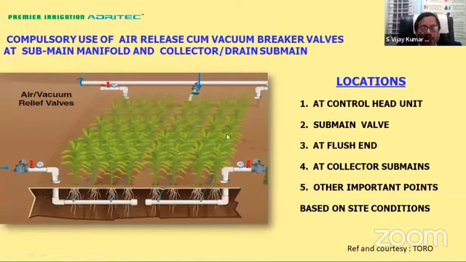So here I am again showing you diagrammatically the locations that you need to have. You are going to have the air release cum vacuum breaker valves at the head control unit. Then you need to have them at the submains. Then, as I told you, you have a collector submain, so you need to have them at the collector submains also. And at any other important point in the field, for example, if there is a valley point or a ridge point, typically on the ridge points, you need to have the air release cum vacuum breaker valves. So these are all the various locations in which we have to provide the air release cum vacuum breaker valves, and this is a very critical requirement.